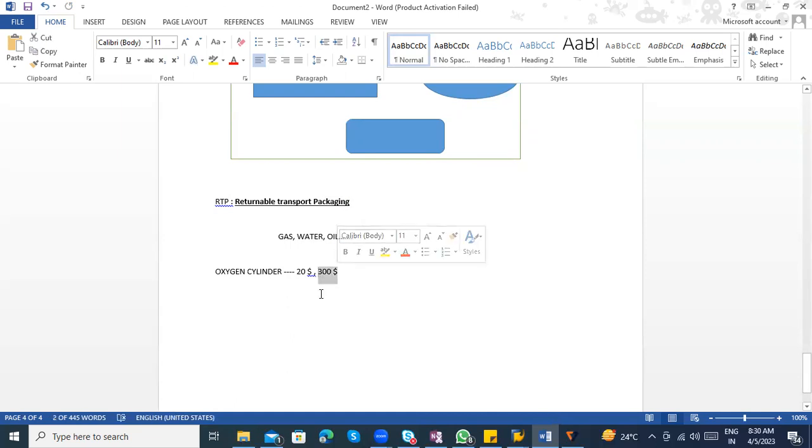If every time I need to buy the cylinders along with the product, then obviously it has too much impact on my profit as a business. So in that case, whatever cylinders or packing material we received will be returned back to the vendor.